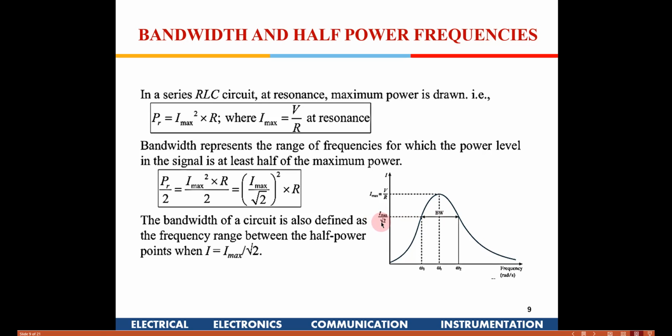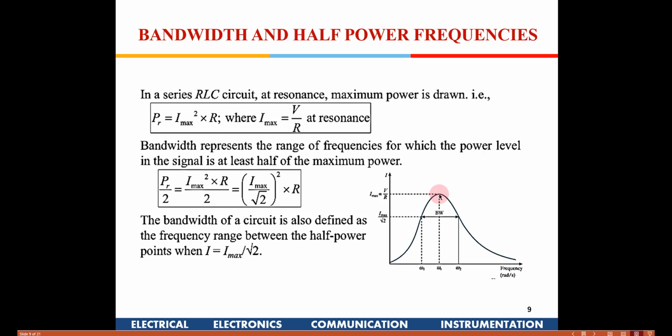Why root 2? Because at these two frequencies the power will be half. Since power is I squared R, we take I max by root 2. The current magnitude will be 1 by root 2 times I max at both points, but the power at these two frequencies will be exactly half of the power delivered at the resonant point.